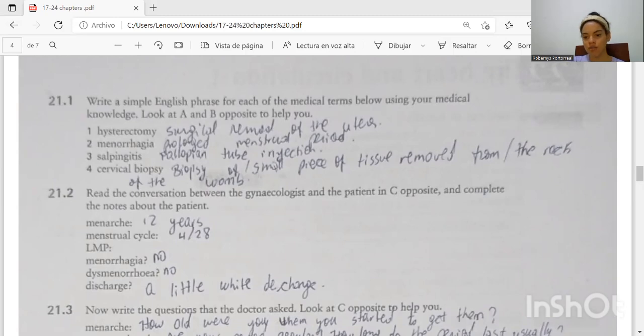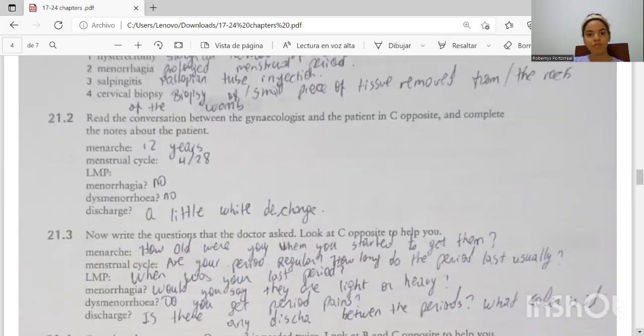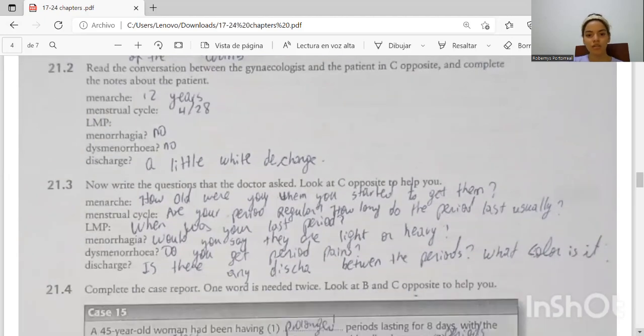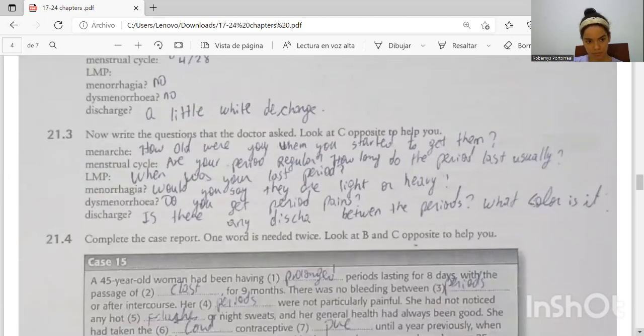Exercise 21.2. Read the conversation between the gynecologist and the patient in C opposite and complete these notes about the patient. Menarche: 12 years. Age 20. Menstrual cycle: 4/28. LMP: 1 week ago. Menorrhagia: no. Dysmenorrhea: no. Discharge: a little white discharge.